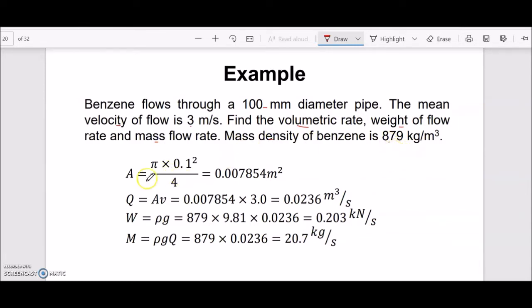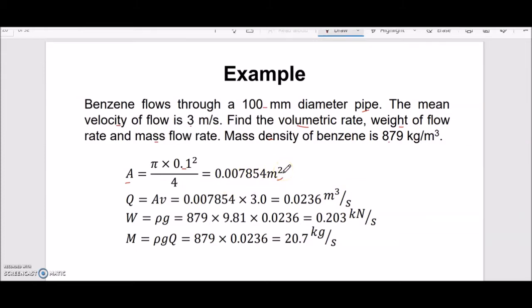First you need to calculate the area. The area of the pipe is given by the formula pi d square over 4. Since the diameter is in millimeters, you need to convert to meters. Then you will solve and get 0.007854 meter square for the area. Again, by using the basic formula of flow rate, Q equals AV, A is calculated before times the velocity given, 3 meters per second. So you get 0.0236 meter cube per second.